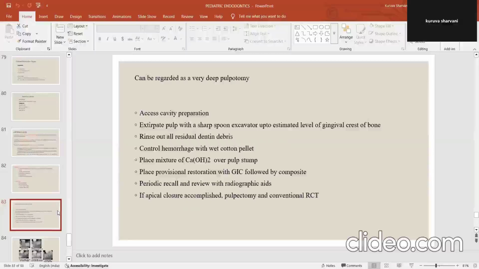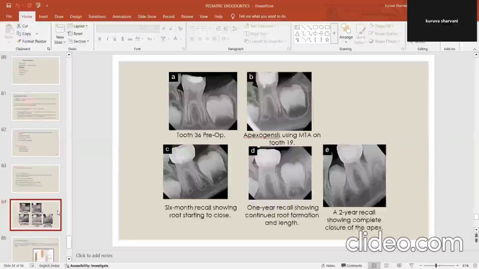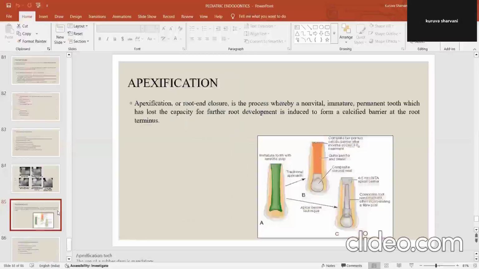See here, the picture itself shows the opening of the access, up to where the exposure has been accessed, and we are going to remove the caries. Then the placement of a suitable material, that is, access opening followed by placement of suitable material. Next, placement of the crown, followed by follow-up every 6 months. Apexogenesis means vital pulp, maintaining the vitality.